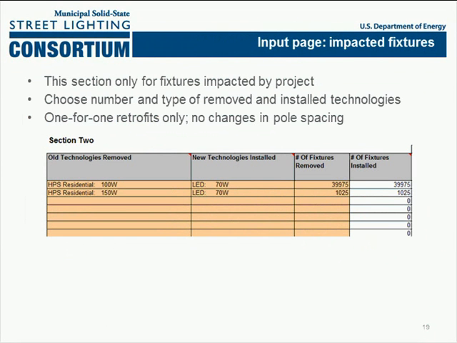Okay, one final input section on the input page. This is a section in which we specify which fixtures we're going to remove and which fixtures are going to replace the existing fixtures, and also how many fixtures are going to be removed. You can see we're removing just under 40,000 of the 100-watt HPS units and a little over 1,000 of the 150-watt units. And again, this tool only provides analysis of one-for-one retrofits, so the number of fixtures installed is set equal to the number of fixtures removed.